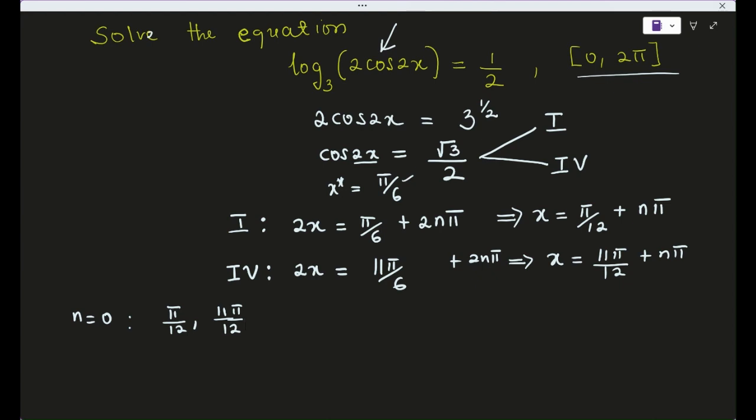Okay. So what can we do here? Now, let's take n to be 1. If you take n to be 1, in this case, what do we have? Here we'll have pi by 12 plus pi, which is the same thing as 12 pi by 12, so that will be 13 pi by 12.